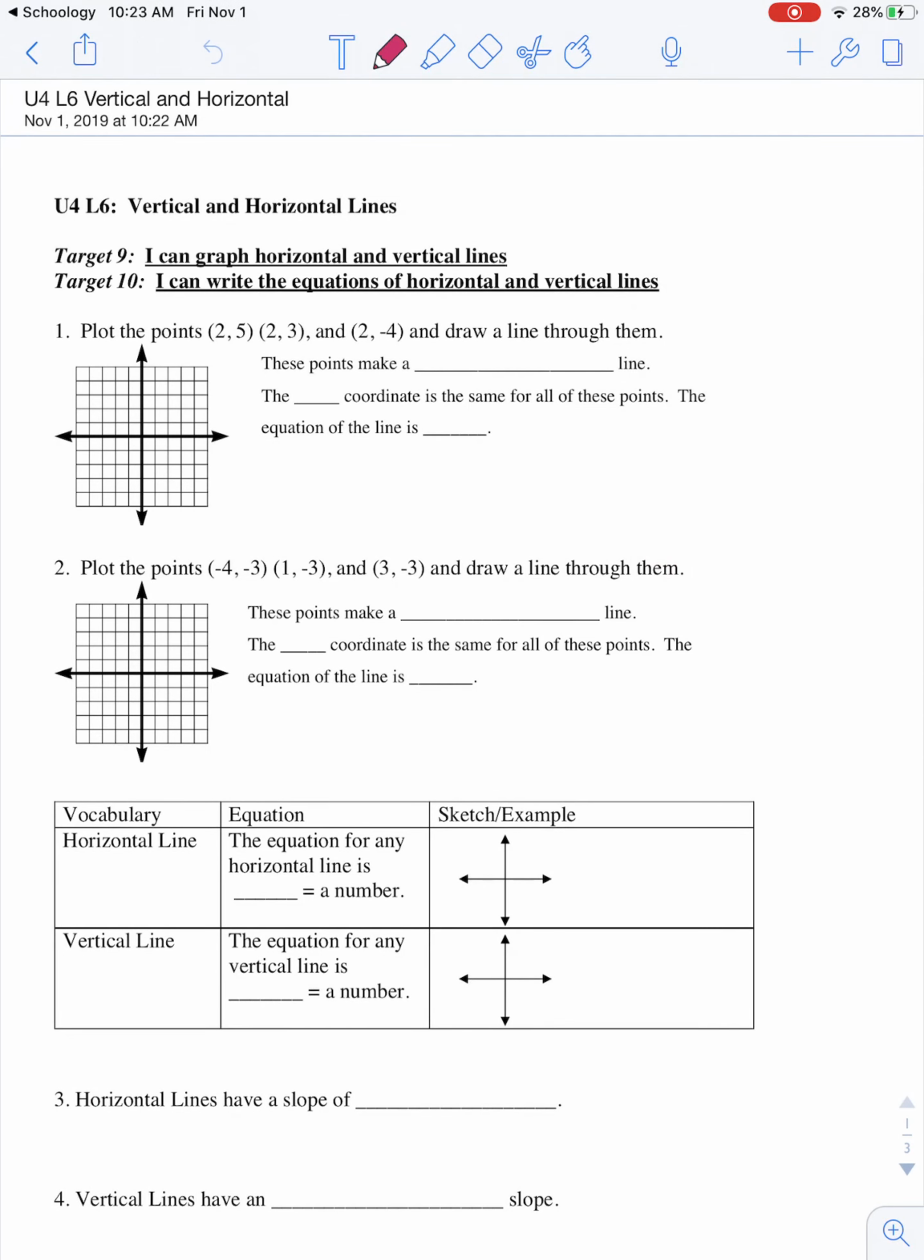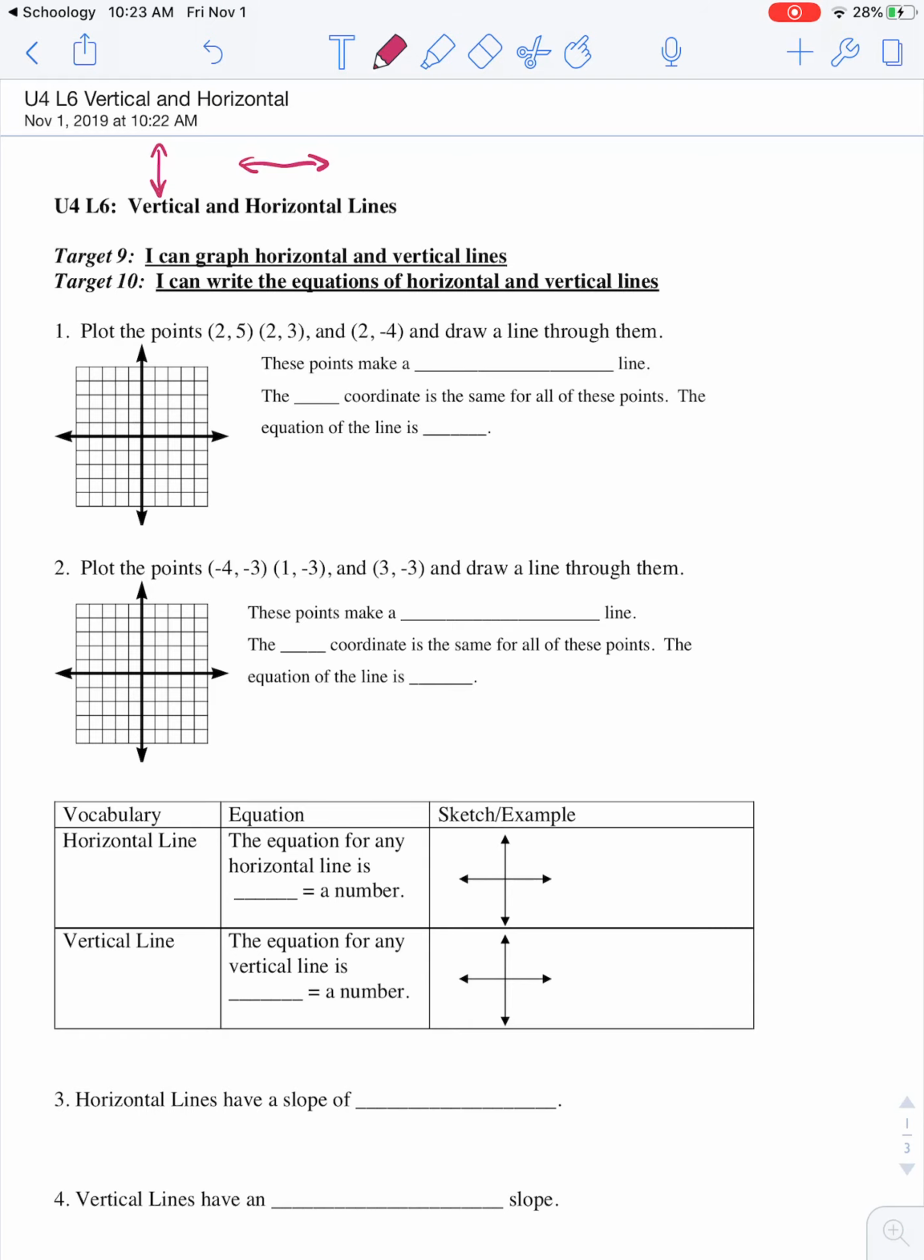This is a video lesson for Unit 4, Lesson 6, which is vertical and horizontal lines. It's a pretty quick and easy lesson. The word vertical means going up and down. The word horizontal means going left and right. These are two special cases that we've kind of talked about their slopes already, and now we're going to talk about their equations, but hopefully that'll be pretty obvious for you.